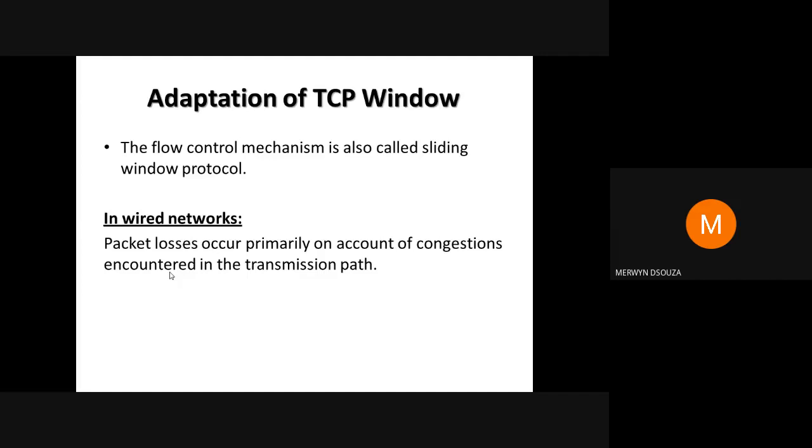There are various methods for avoiding, preventing or recovering from congestion, so it will start those mechanisms. This is what happens in wired networks. It will assume that the packet has been lost due to congestion.